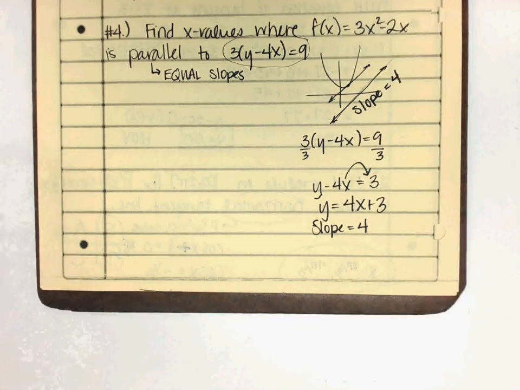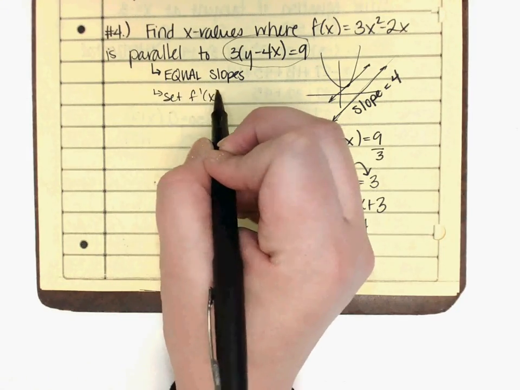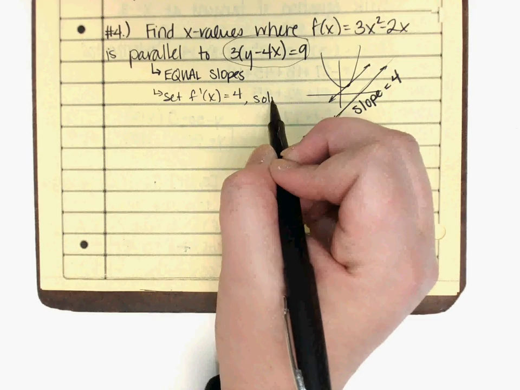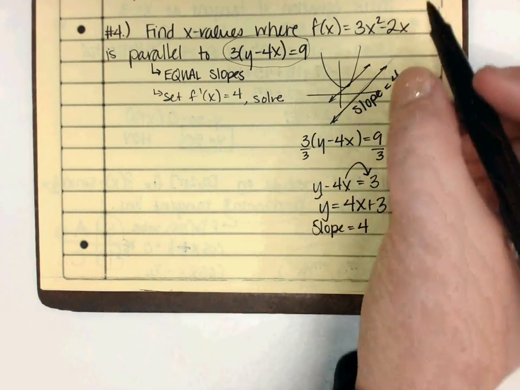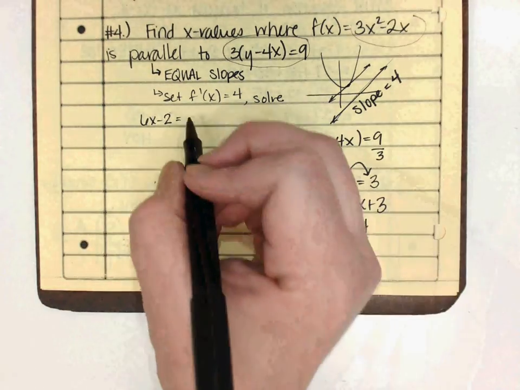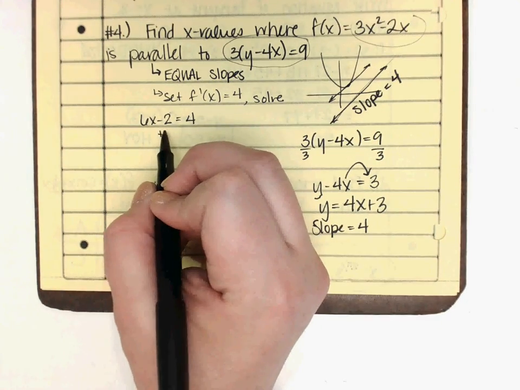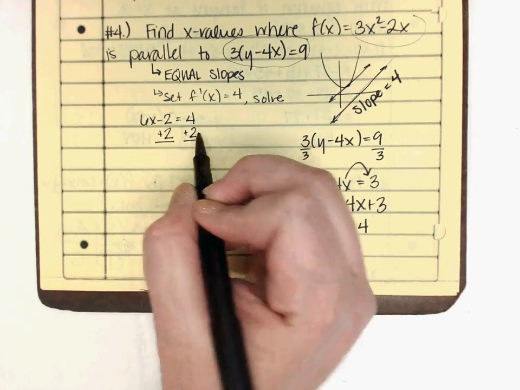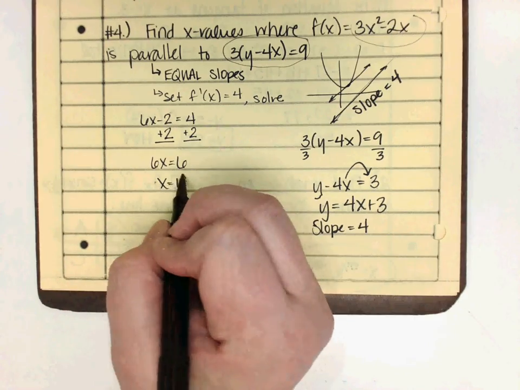Well, then I want to know where on the quadratic is my slope also 4. So I'm going to take the derivative, and I'm going to set f prime of x equal to 4, and then I'm going to solve. Because if I want it to be parallel, I need the exact same slope. So what is the derivative of 3x squared minus 2x? Okay, 6x minus 2, and then equal to 4. Okay, what do we do first? Plus 2. 4 plus 2 is 6x equals 6, then x equals 1. Good.